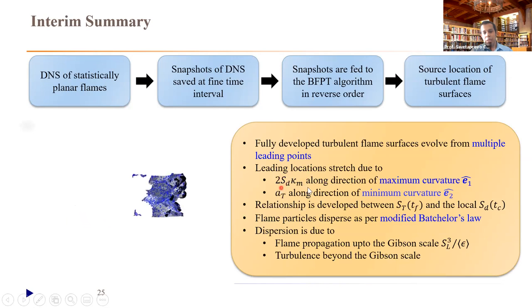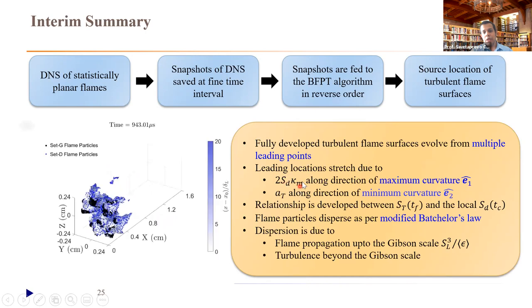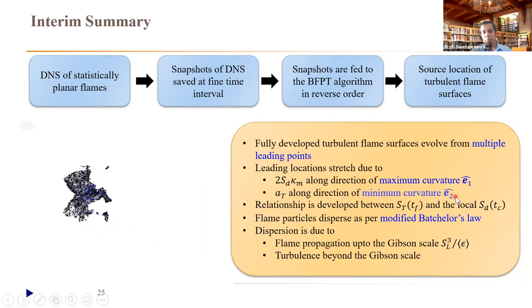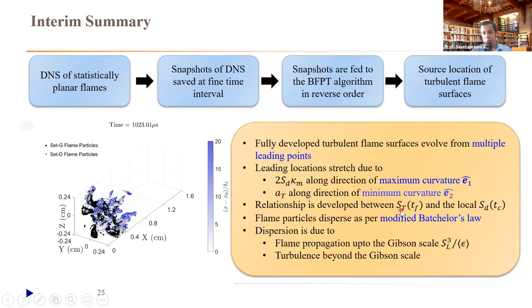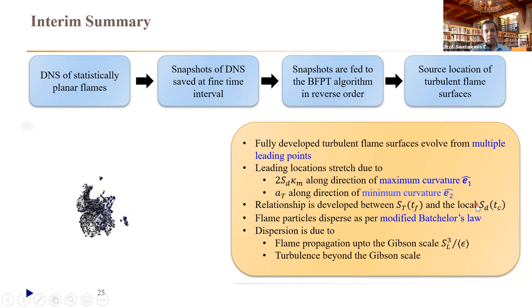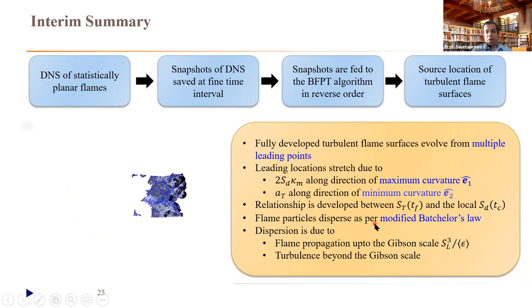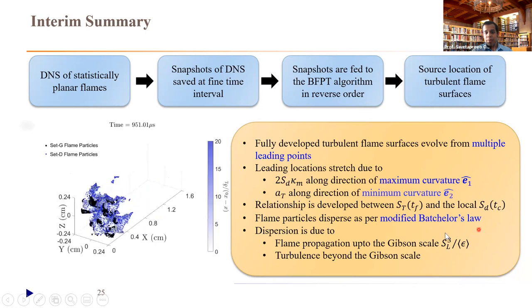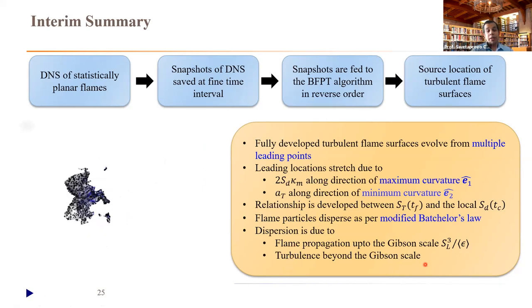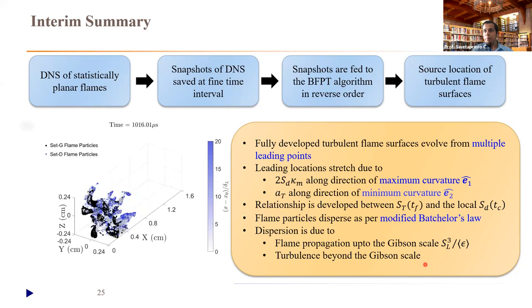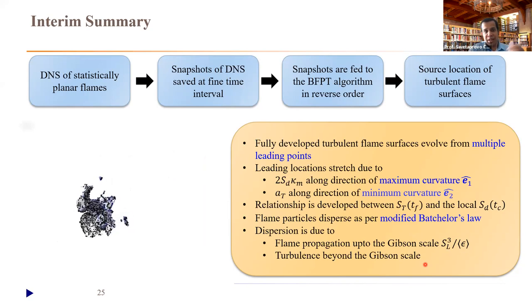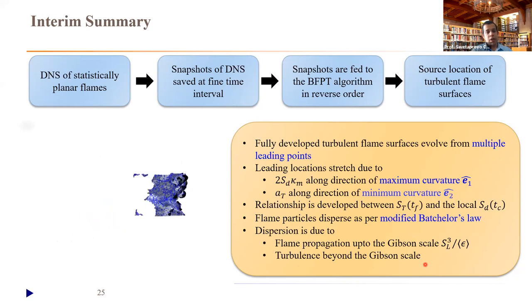Leading locations stretch due to this term, the propagation and curvature term, 2SDKM, along the direction of maximum curvature, and tangential straining along the direction of minimum curvature, first this, then this. I'm not showing it here, but we can also derive a relationship, as Zeldovich said, between ST at a final time and a local ST at the initial time. Then flame particles disperse as per a modified Batchelor's scaling law. Dispersion is essentially due to flame propagation up to the Gibson scale, and then due to turbulence beyond the Gibson scale. Both actually have a t-squared relationship. If we look into how flame particles disperse purely by flame propagation, that also has a t-squared relationship. So that's why this fits in nicely. And this is how flame surfaces develop in turbulence.